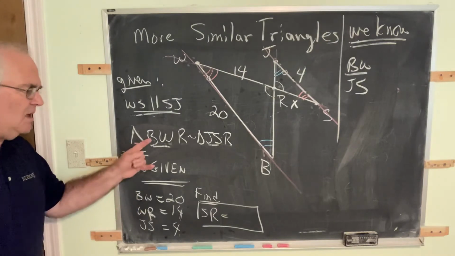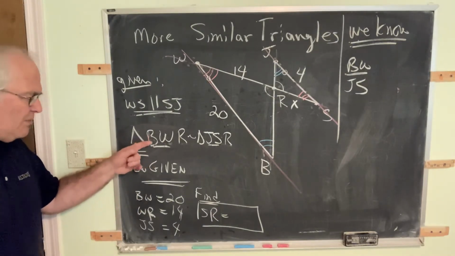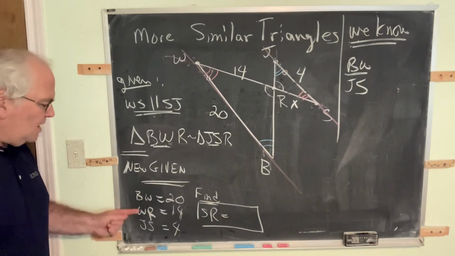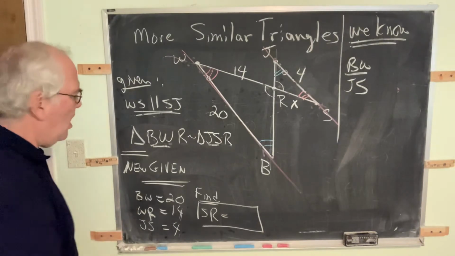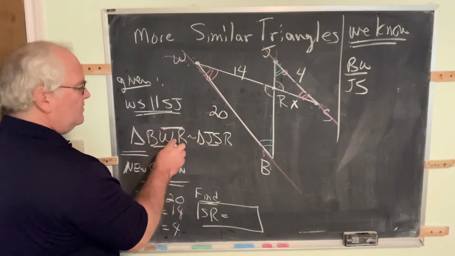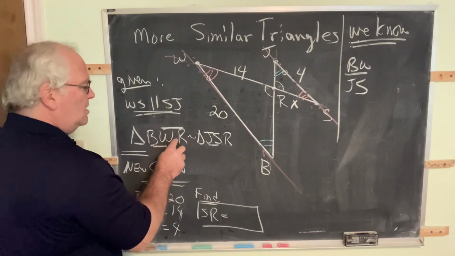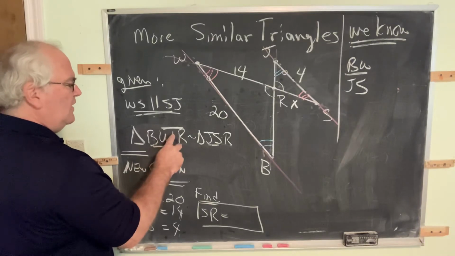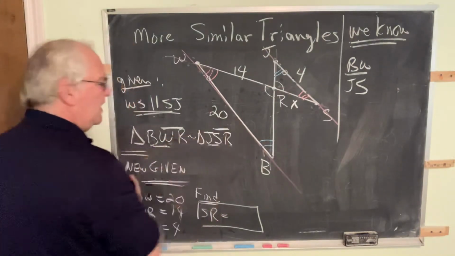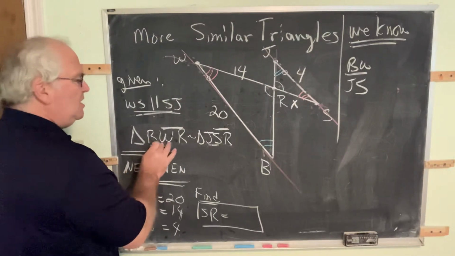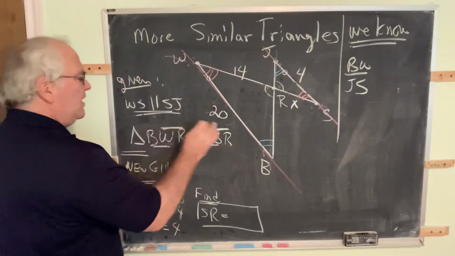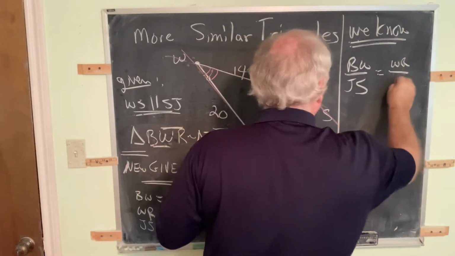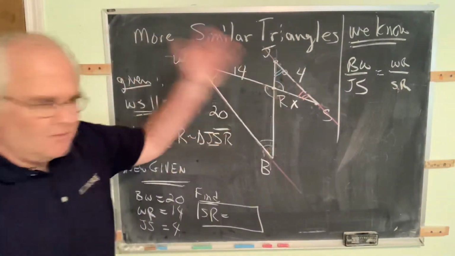You set up a proportion based upon the values that are given and what it is you want to find. We're also given WR. WR is the second two here. WR in this triangle corresponds to what in that triangle? Do you see it? WR in this triangle corresponds to SR in that triangle. So BW is to JS as WR is to SR. And now what's left is to fill in the numbers and solve.